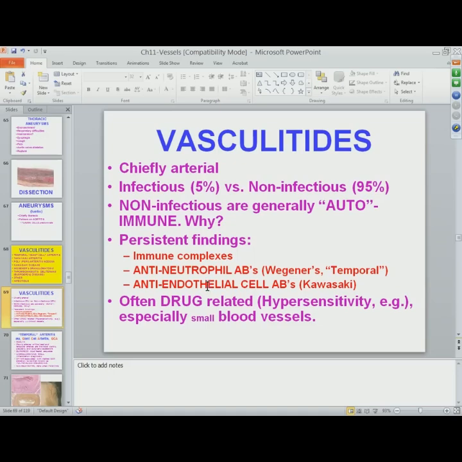Now, in the smaller blood vessels, and I mean smaller arteries and even near capillary structures, very often you can see that this is related to a lot of drugs. So the so-called hypersensitivity vasculitides you cannot exclude, even though you're not likely to see them involving large arteries.